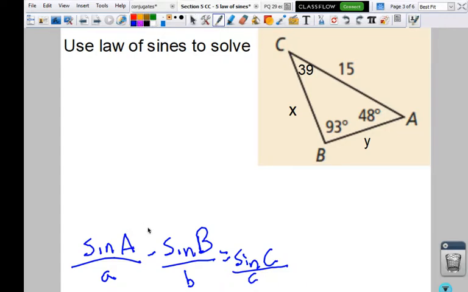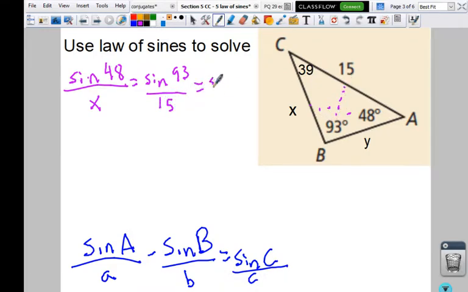Using law of sines, I can find x and y, even though this isn't a right triangle. So I'm going to go sine of angle A, which is 48, divided by the opposite of that, which is x, equals sine of angle B, which is 93, divided by the opposite of that, which is 15, which equals sine of angle C, which is 39, divided by the opposite of that, which is y.